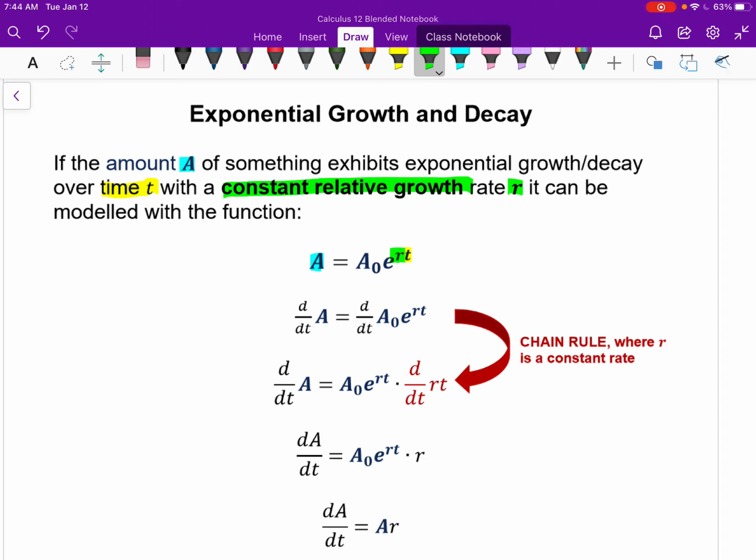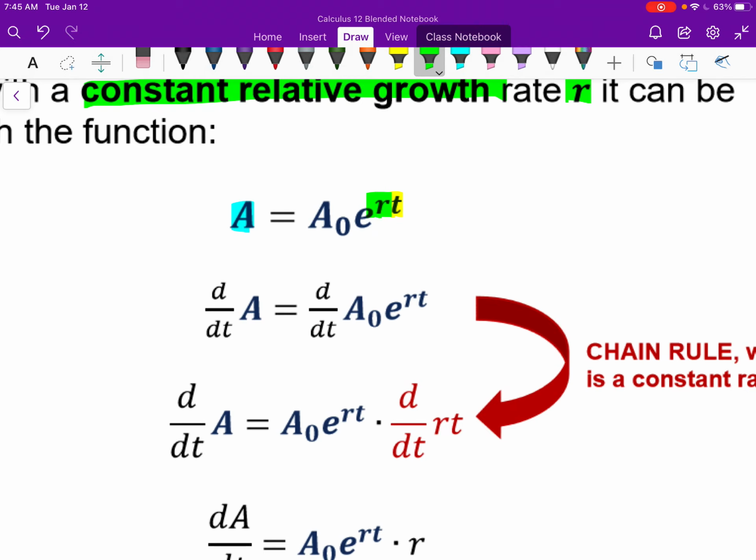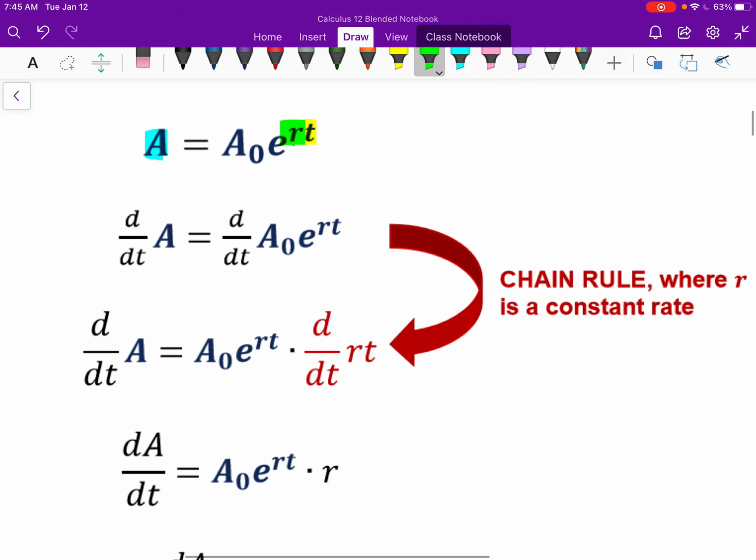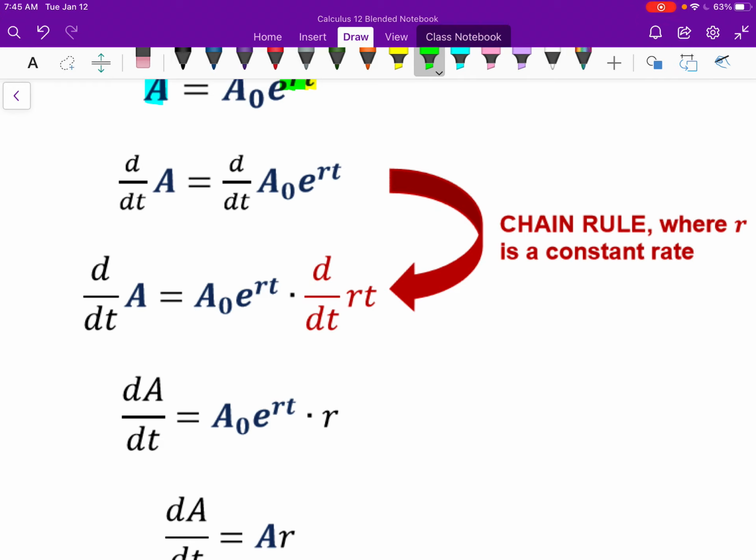Okay, so I want to show you what we get if we take this equation and differentiate it with respect to t. So what I'm doing, as you can see, is differentiating both sides with respect to t. Now if I do that, the left-hand side just becomes dA/dt. On the right side, keep in mind, I'm differentiating with respect to t, so all of this here we can treat as a constant. The initial amount is a constant, e is a constant, R is the constant relative growth rate.